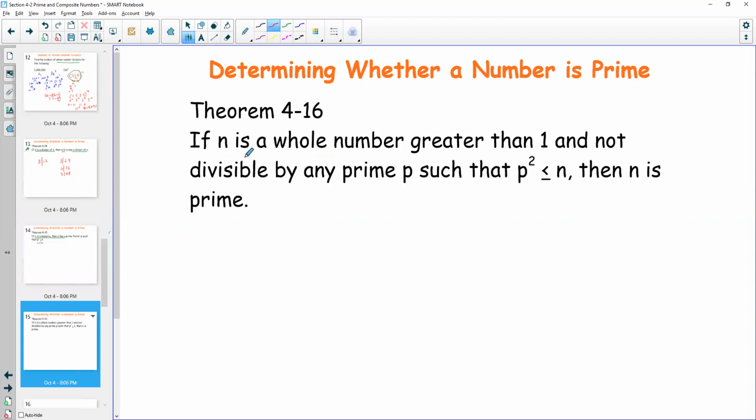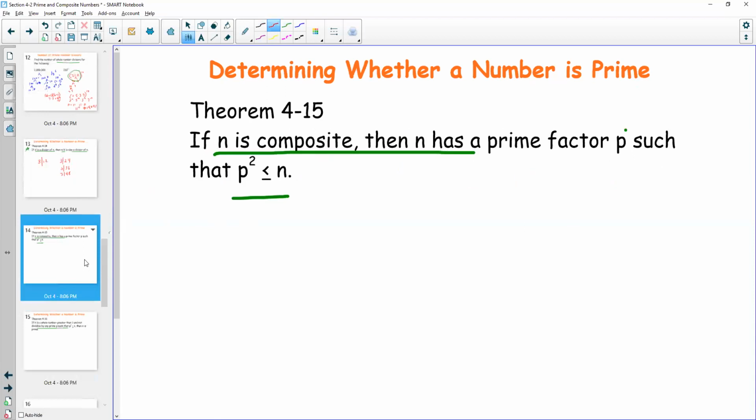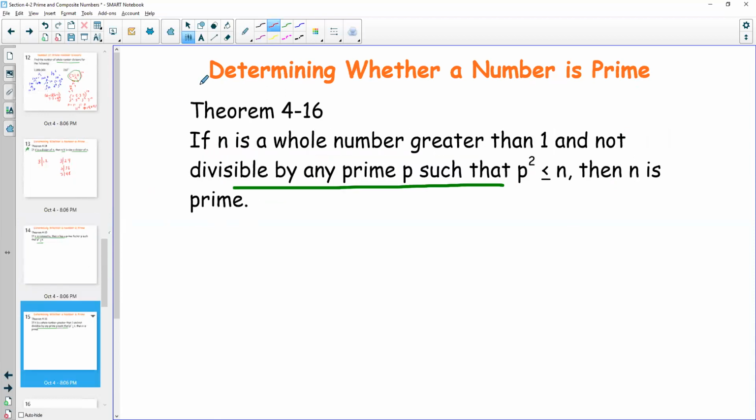So, there's a second theorem, and then my example is on the slide. If n is a whole number greater than 1 and not divisible by any primes p such that p squared is less than or equal to n, then n is prime. Okay, so that's the sort of corollary to it. What this says to us, if I take a number, so I take 397, and I go through all my divisibility rules, and nothing works, okay? Then what I have to do to determine if it's prime or composite is look at all the squares that are smaller than it, of those primes, all the prime squares. If it's divisible by any of those, then it's composite.